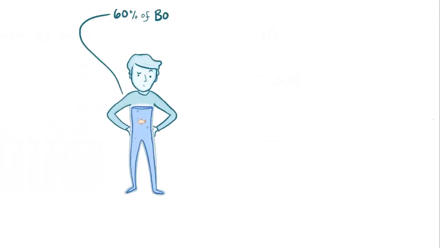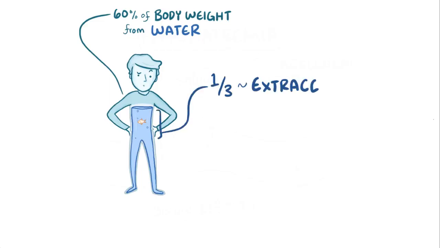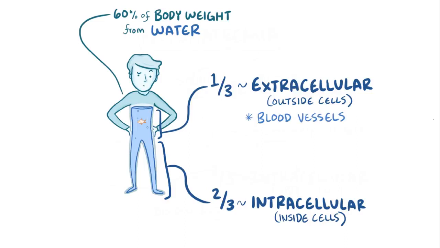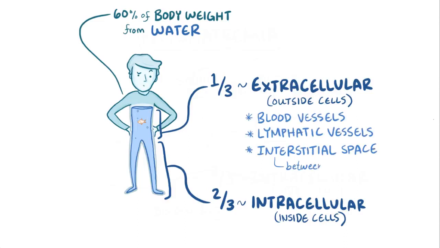About 60% of our body weight comes from just water, and it basically sits in two places, or fluid compartments. A third of it is in the extracellular fluid, meaning outside the cells, and 2/3 of it is in the intracellular fluid, or inside cells. The extracellular fluid includes the fluid in blood vessels, lymphatic vessels, and the interstitial space, which is the space between cells that's filled with proteins and carbohydrates.